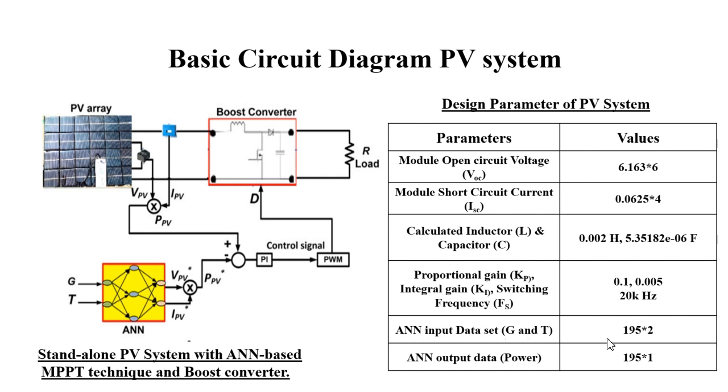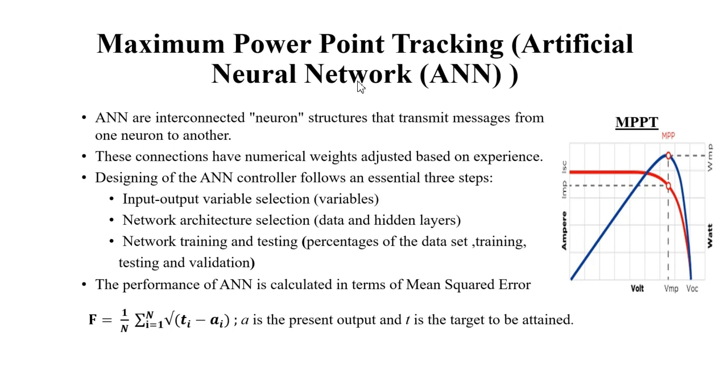This is the ANN input data. In the ANN we have used, the irradiation and the temperature are the inputs, and the output is in terms of power. This is the maximum power point tracking. An artificial neural network is an interconnection of neuron structures that transmit messages from one neuron to another. These interconnections have numerical values that are based on experience.